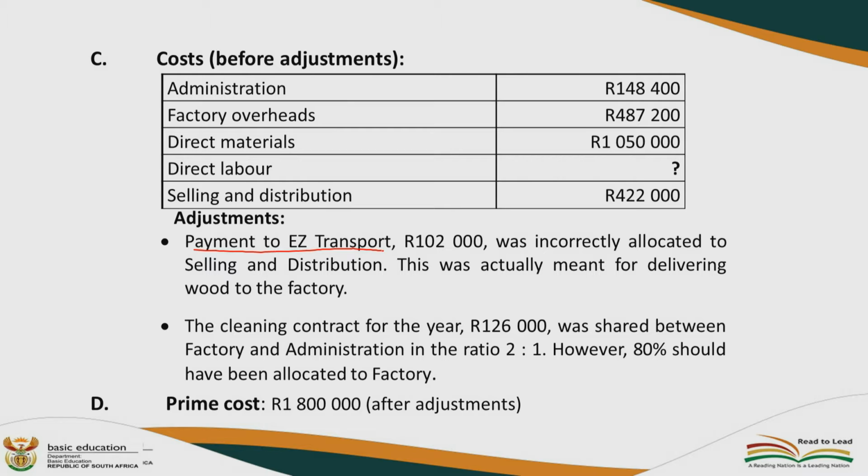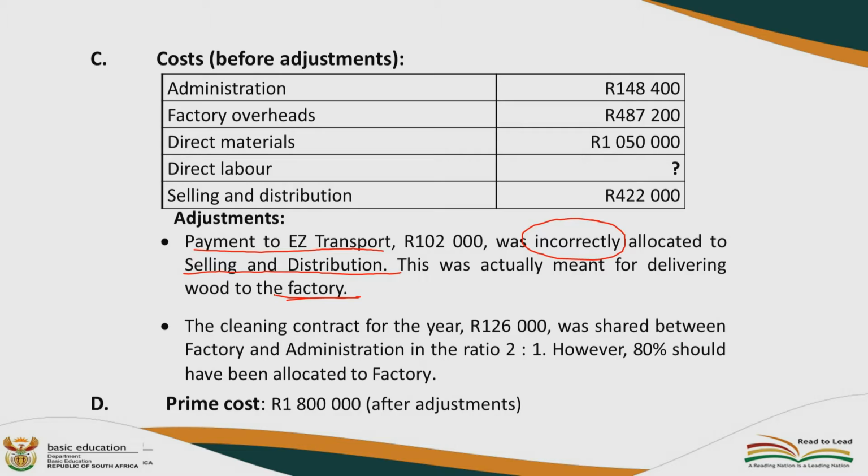This is key. It was incorrectly allocated to which cost? To selling and distribution. Then they say this was actually meant for delivering wood to the factory. Remember the costs that I spoke about that apply to the factory? There were three: direct material, direct labor, and factory overhead. But this one, they are delivering the wood. It means wood is material. So now, this amount was incorrectly recorded where? In your selling and distribution.